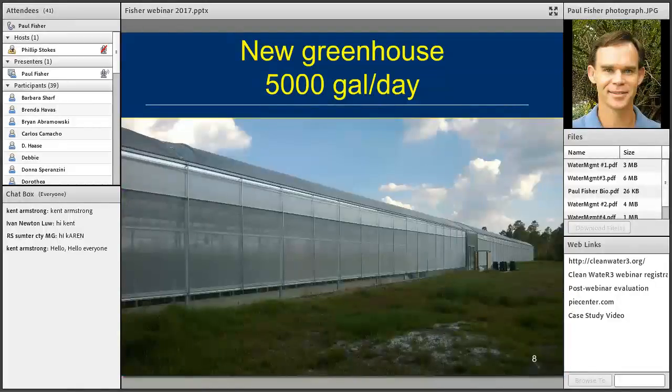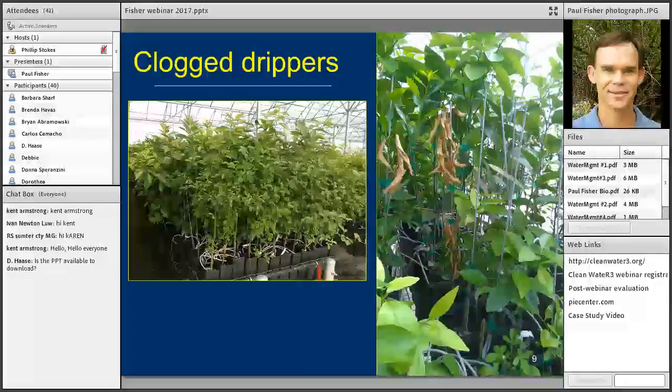It was a new operation. They were pumping 5,000 gallons per day, and for those of you using the metric system, 1 gallon is around 3.8 liters. They were having clogged emitters, which they would see out in the greenhouse by plants that were wilting, as we can see over on the right-hand image there.